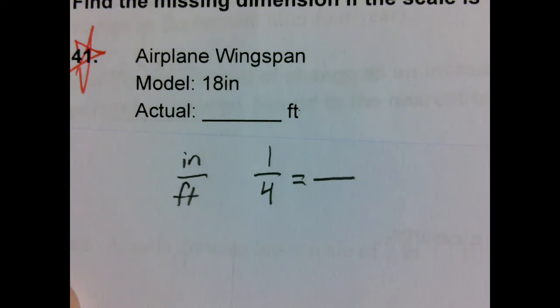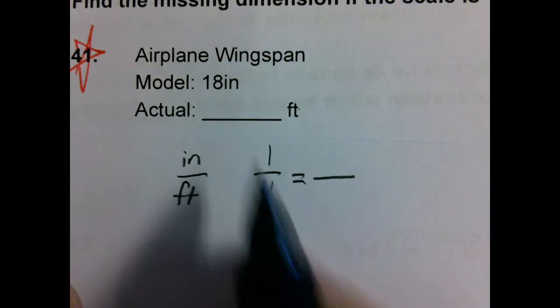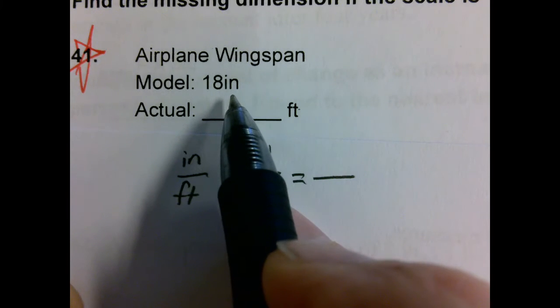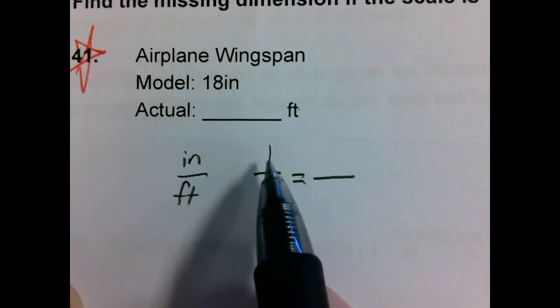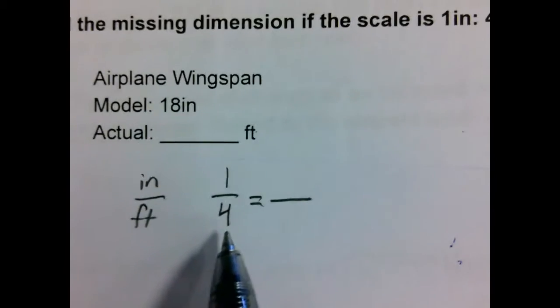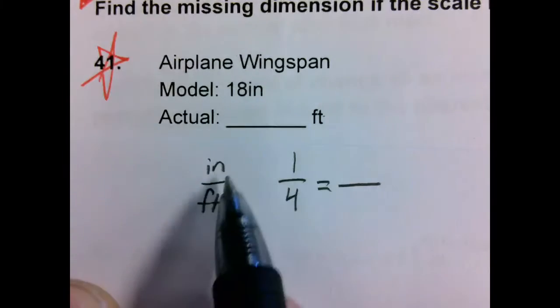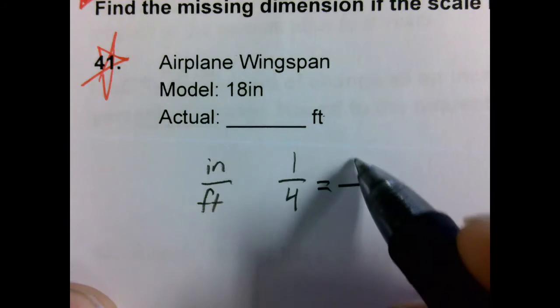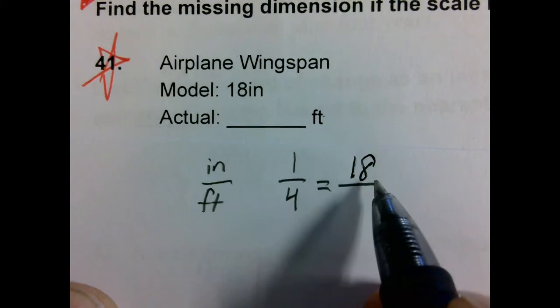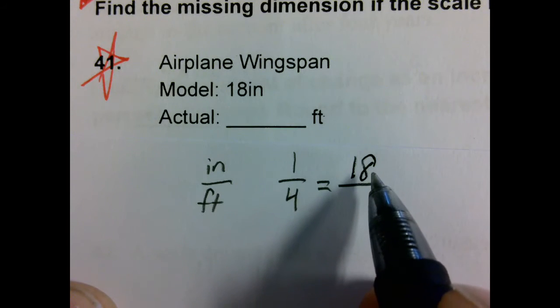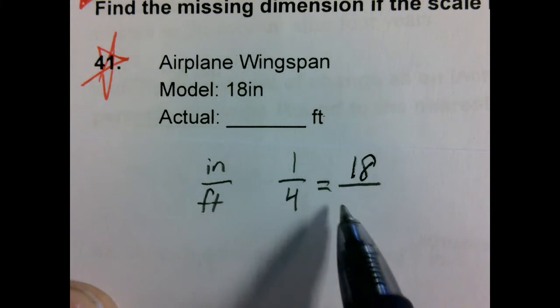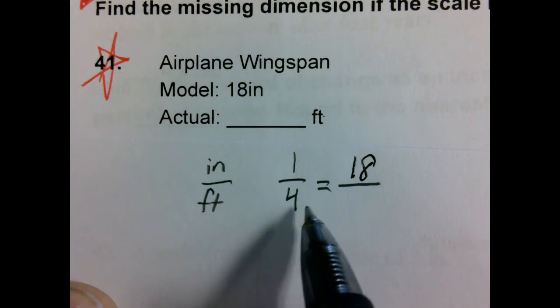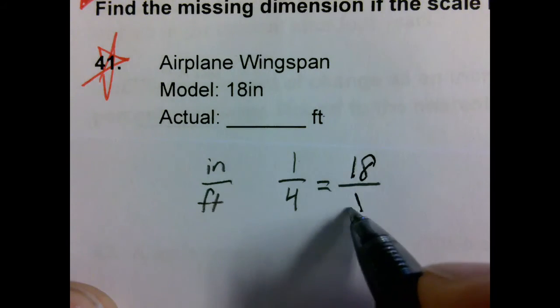What's the other number they gave us? 18. Yeah, it's got the label inches. So again, the 1 or the 4, which one had the inch with it? Or over here, since we see inches are on the top, since 18 is inches, put it on the top. Match up the labels. So according to the scale, 1 inch is 4 feet. So 18 inches is how many feet?